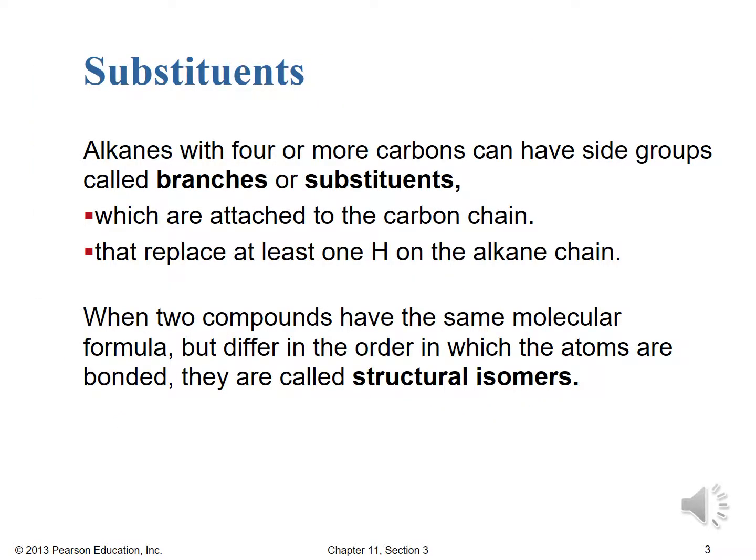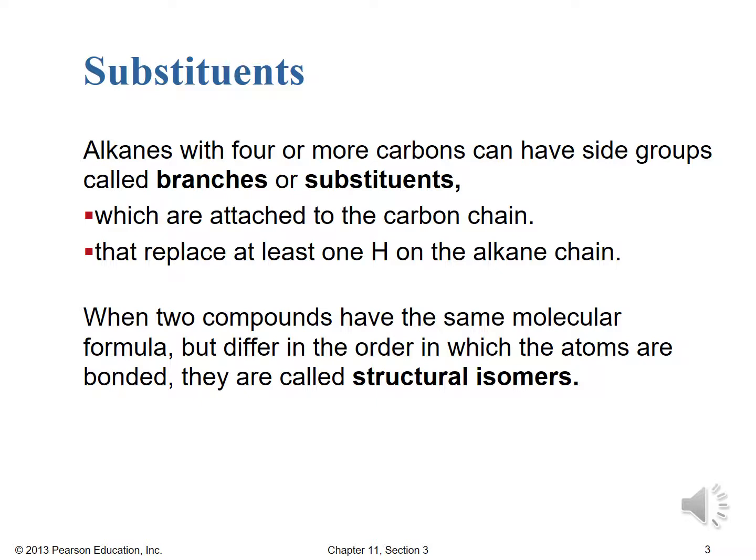All right, so substituents seems like a simple enough word, right? Let's see what it means for us in this course. So alkanes with 4 or more carbons can have side groups called branches or substituents, right? Before 4 carbons, once we're just 1, 2, or 3 carbons, we're too simple for that. But once we get to 4, we can start to branch, or as we'll come to know them, have substituents. So the substituents are attached to the carbon chain. That means they're going to have to replace at least one hydrogen on that alkane chain in order to make room for that substituent. That's why we call it a substituent. It's substituting a hydrogen with a carbon group.